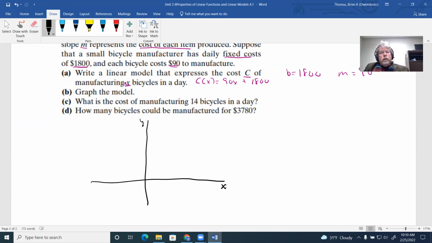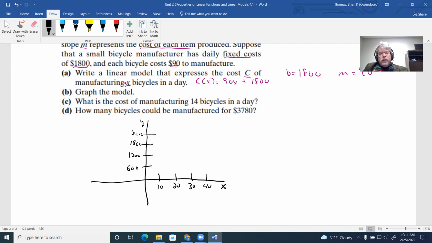So I'm graphing this, my y-intercept's 1,800, so I have to count by something. I'm going to use 600s to get there: 600, 1,200, 1,800, 2,400. As far as the bikes go, we may just count by tens: 10, 20, 30, 40 bikes.